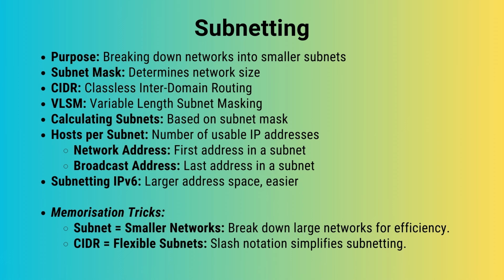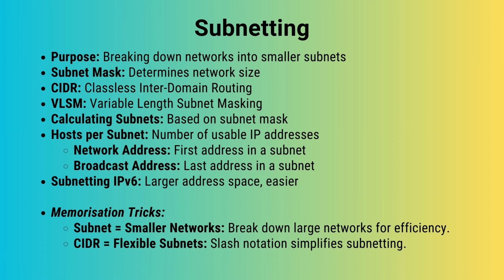Subnetting divides large networks into smaller subnetworks, improving efficiency, security, and address utilization. It uses bits from the host portion of an IP address to create subnet bits. The subnet mask determines network size and host capacity. In a subnet, the network address is the first address, the broadcast address is the last, and usable host addresses are in between. VLSM, or variable length subnet masking, allows different size subnets within the same network, maximizing address usage.